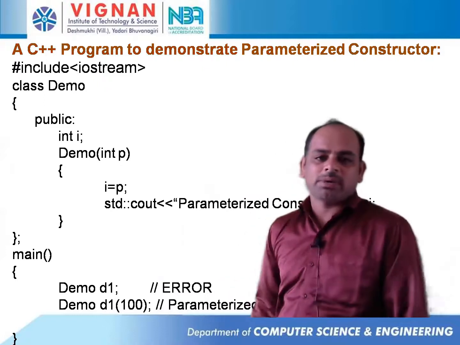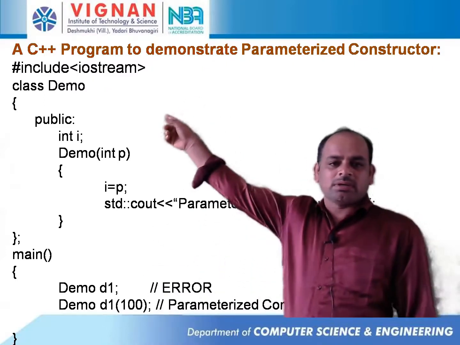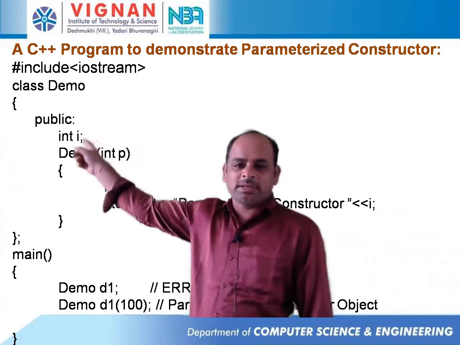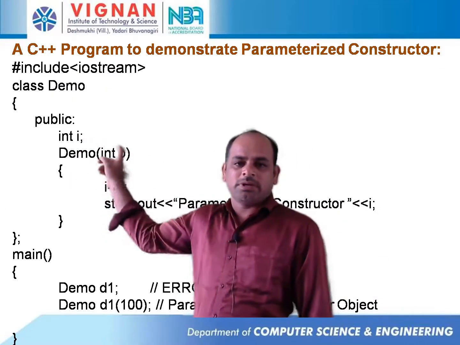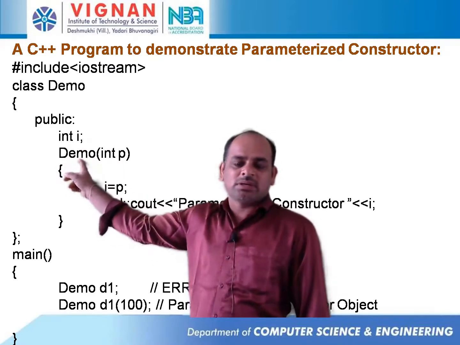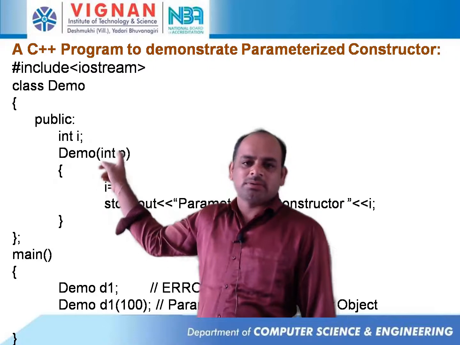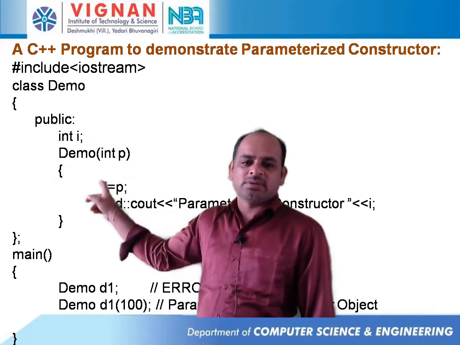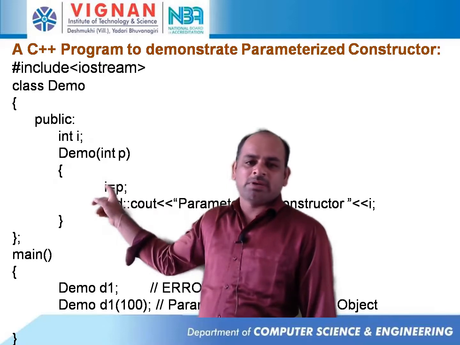So similarly, we have the parameterized constructor. We have a class demo, and we have the public member. You can see here int I, right, and demo int p. It is one parameter here. This is a constructor, and it is having one parameter. To demonstrate the parameterized constructor, it is used to initialize the member variable of this class.